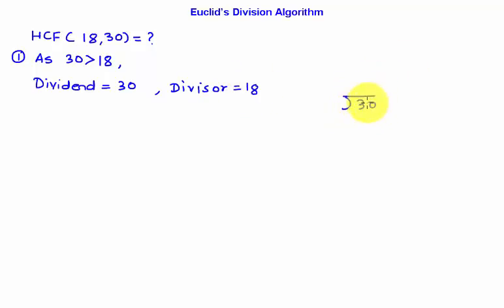Now let's carry out this actual division. If we divide 30 by 18, we get 18 ones are 18, and if we subtract 18 from 30 we get 12. This division can be represented in Euclid's division lemma form: 30, which is the dividend, is equal to the divisor 18 into quotient 1 plus the remainder 12. What we did in the first step is find the bigger number, which became our dividend, and the smaller number became our divisor, and we wrote down the division in Euclid's division lemma form.